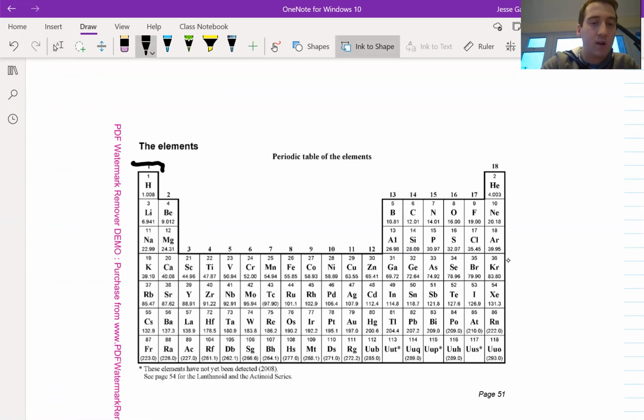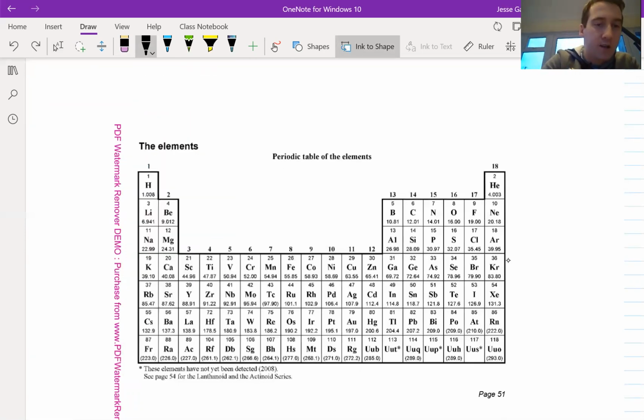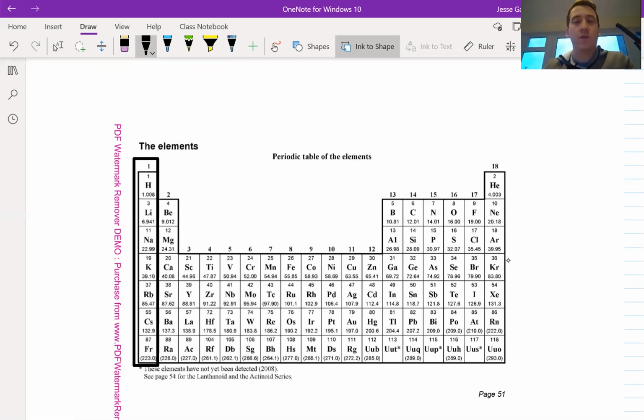I'm going to highlight it with the box right now. Okay, that didn't really work. The line was too thick. Try again. There we go. Okay, this is group 1 of the periodic table. Group 1 has a nickname. They are also called the alkali metals.